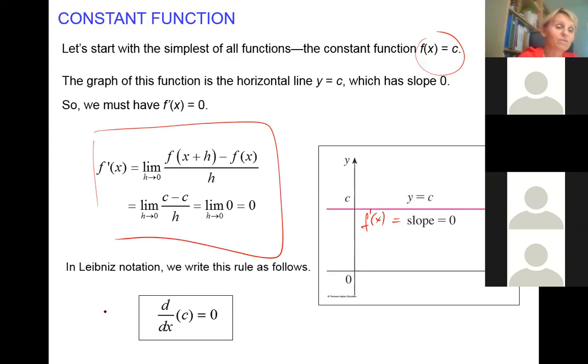Okay, that means this is our first formula. The derivative of a constant is 0. But please remember, just the constant function, not just any constant like 1, 2, 3, -1, -3. Just the constant function has derivative 0. Okay.